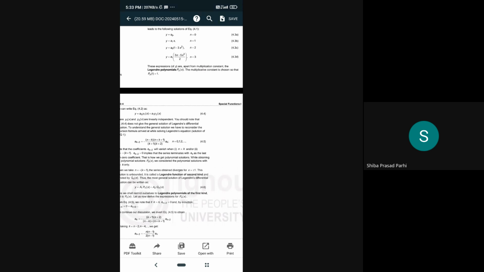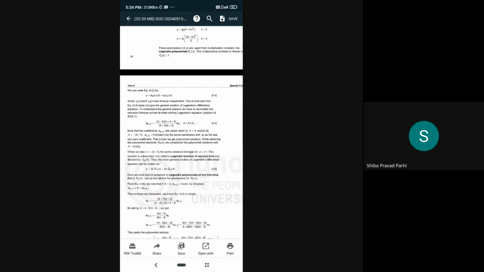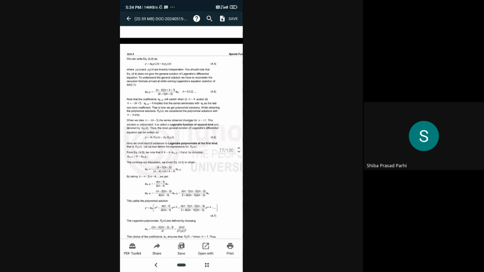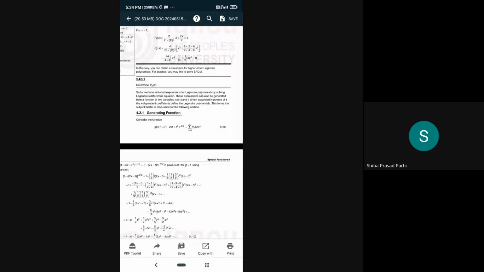So your a(k+2) is equal to minus (n minus k) multiplied by (n plus k plus 1) divided by (k plus 1) multiplied by (k plus 2), whole multiplied by ak, for k is equal to 0, 1, 2, and so on. As shown in 4.5, this is the recursion formula. From the recursion formula, you can find out a1, a2, a3, and so on, as shown in equation 4.7.